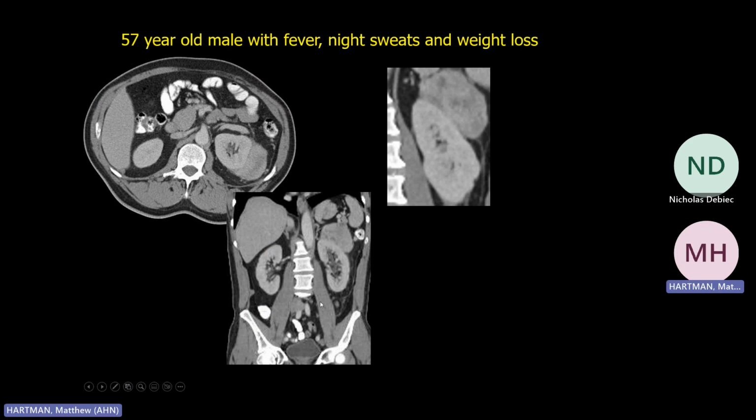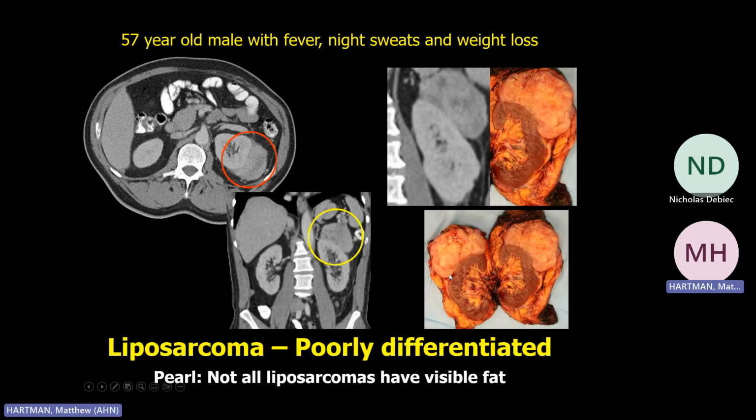57-year-old male with fever, night sweats, and weight loss. This case might look familiar. Perinephric solid mass. Lymphoma definitely in the differential. But if we remember the other tumor that likes the perinephric space, malignant fibrous histiocytoma, and common things being common, liposarcoma. This was a fake out. Again, these are differential cases. Tissue is the issue. And remembering that not all liposarcomas will have macroscopic fat.